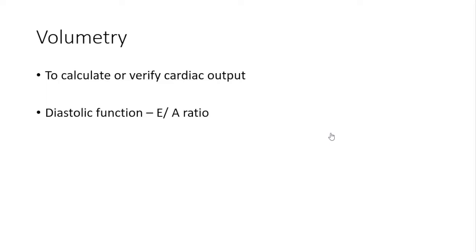In our place, we acquire Q flows in the ascending aorta as well as the proximal main pulmonary artery in all cases. We use it to verify our cardiac output obtained by volumetry. So, for example, if by volumetry my left ventricular stroke volume is 100, my aorta Q flow should also be approximately around 100 if there is no mitral regurgitation.